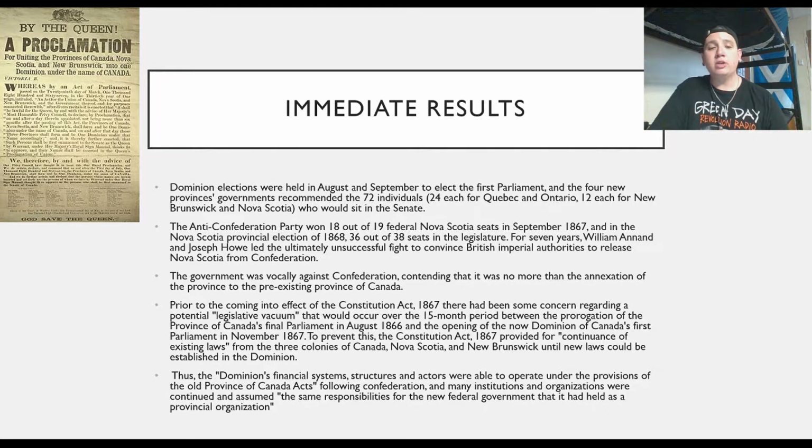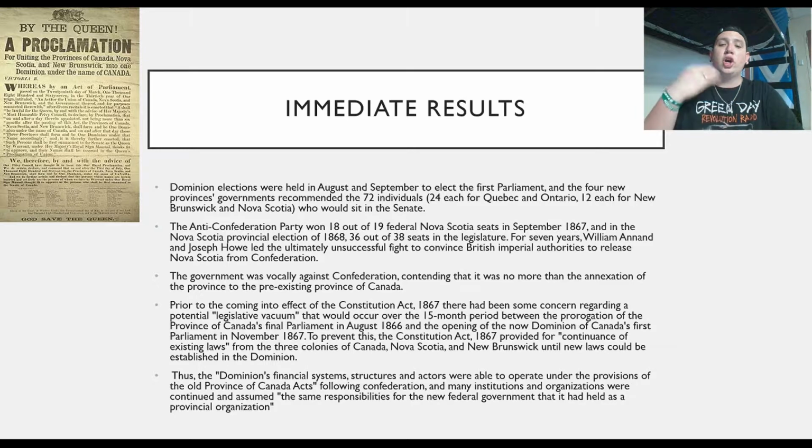But prior to the coming into effect of the Constitution Act 1867, there had been some concern regarding a potential legislative vacuum that would occur over the 15-month period between the prorogation of the Province of Canada's final Parliament in August 1866 and the opening of the new, now Dominion of Canada's, first Parliament in November 1867.